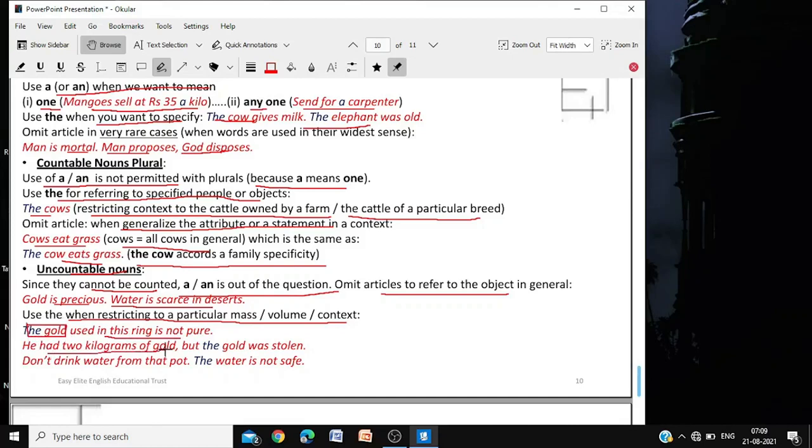He had 2 kilograms of gold, but the gold was stolen. Don't drink water from that pot. The water is not safe. The water. We restrict to a particular mass, volume, or context.